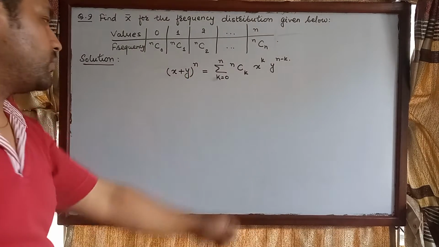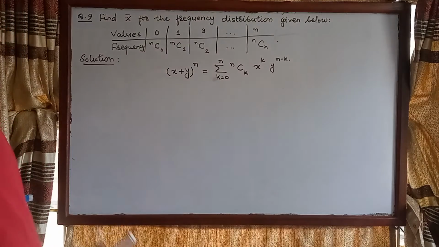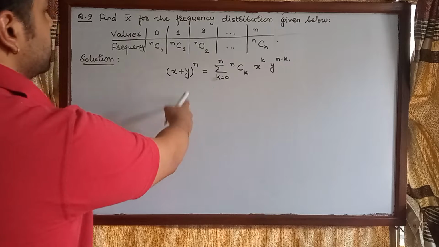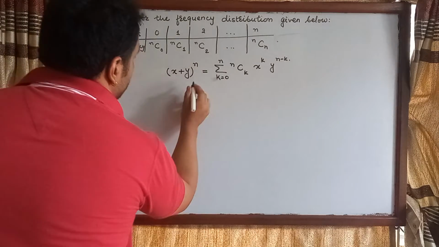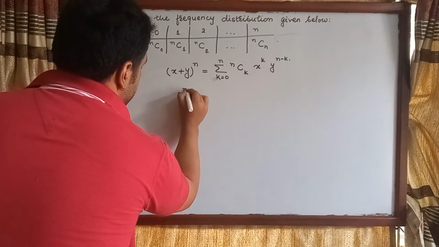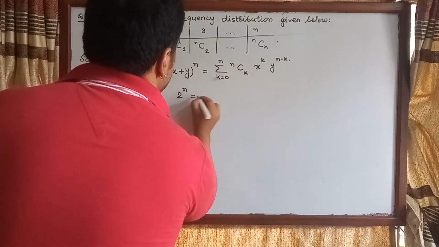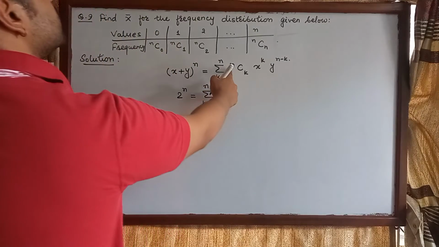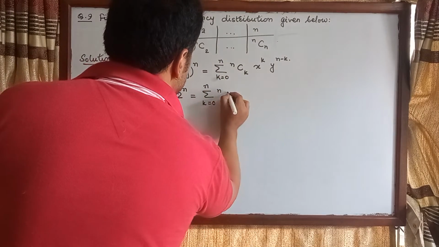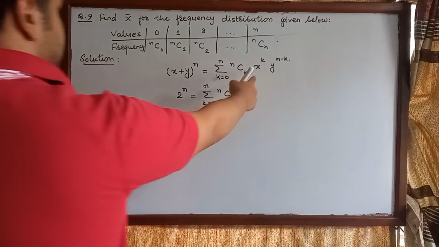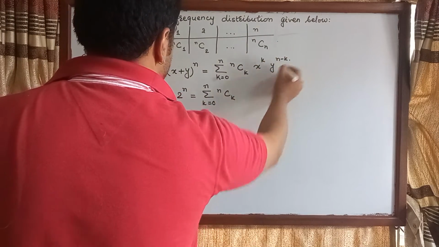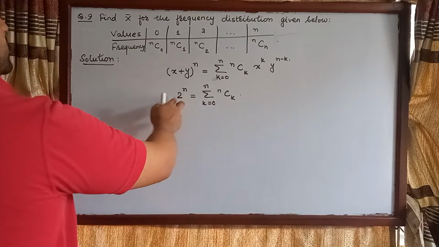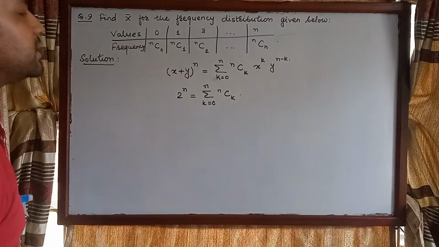So this is a well-known formula, and if in particular we choose x and y to be equal to 1, x equal to y equal to 1, then this will be (1 plus 1) raised to the power n, which means it is 2 raised to the power n, equal to the summation k runs from 0 to n of nCk as it is, and x and y are 1, so we can omit them completely. So the sum of these binomial coefficients is equal to 2 raised to the power n.